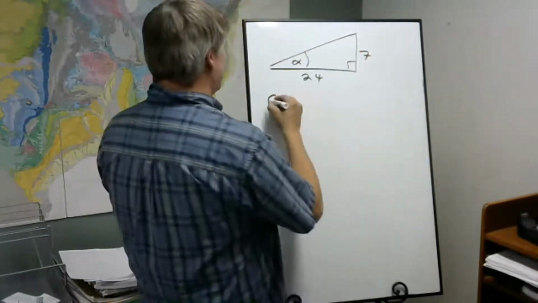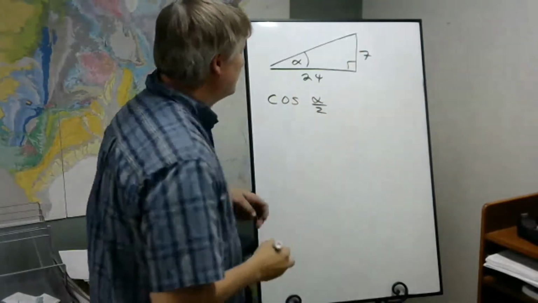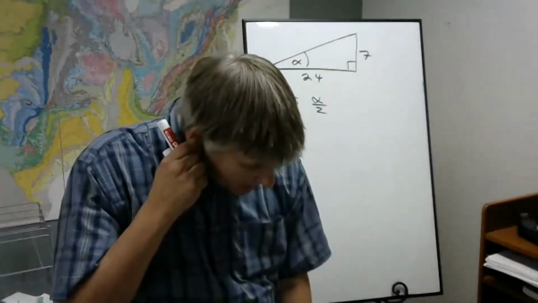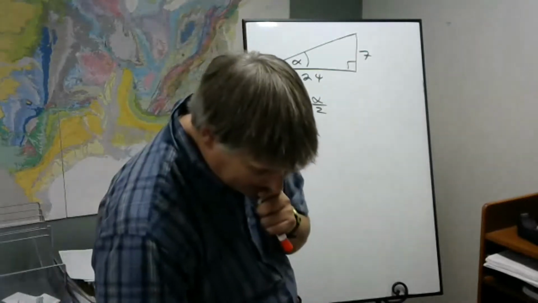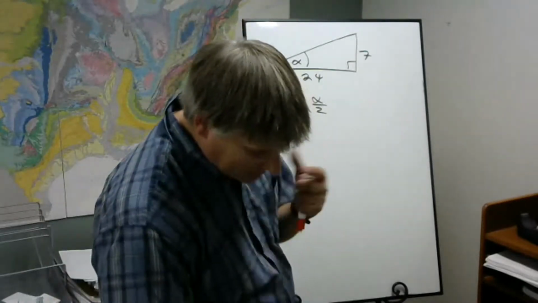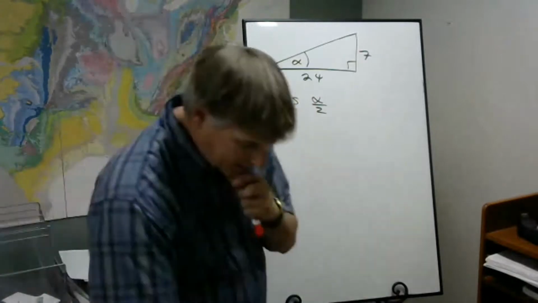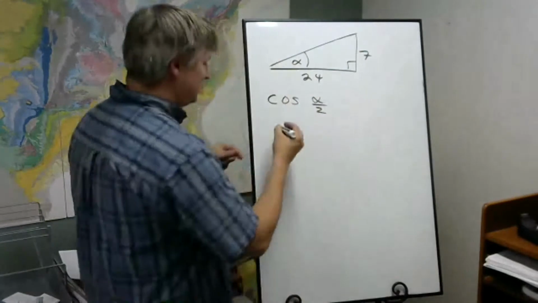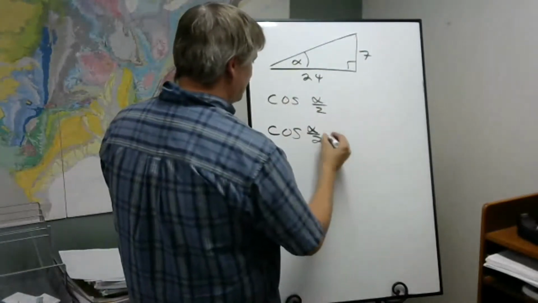And we want the cosine of alpha over 2. Now, there's different ways to handle the cosine of alpha over 2. I mean, you could use a Pythagorean approach. Actually, no, you couldn't. I take that back. I'm sorry. No, we won't do that. But we do have this. Cosine of alpha over 2.